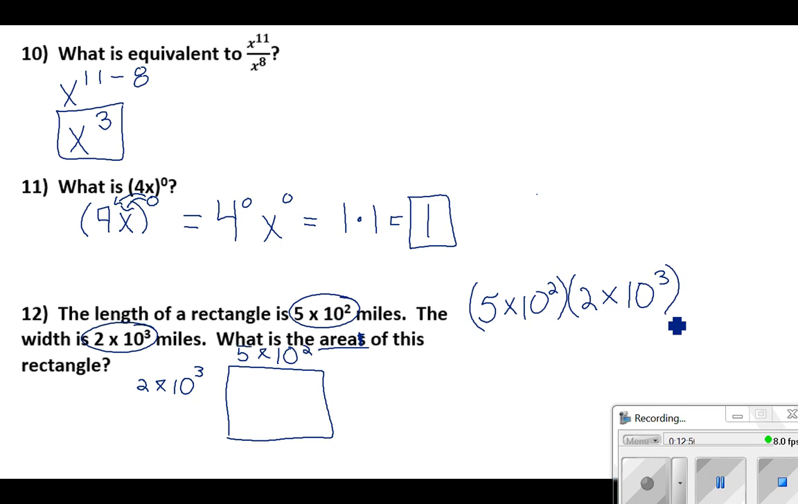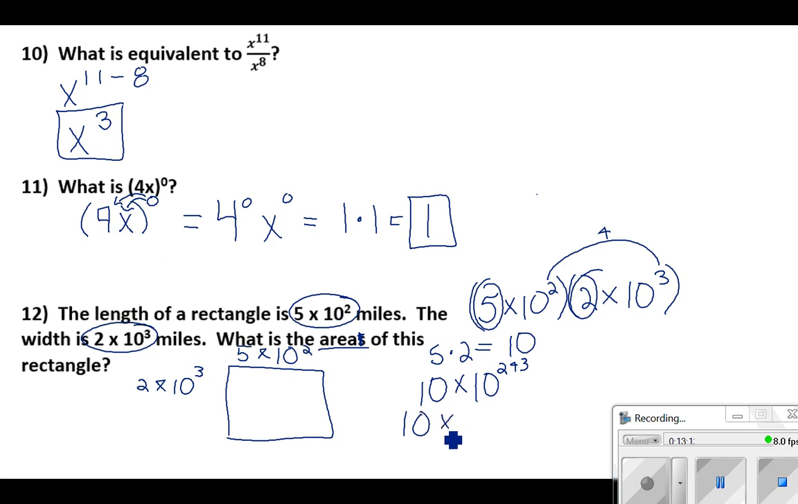Using your rules, you're going to multiply the two numbers. 5 times 2 equals 10. So we have 10 times 10 to the, add these, 2 plus 3. So we have 10 times 10 to the 5th power. But we know that we can't have 10 as our number because we need the decimal point to go here. Which means we need to go one more place with our decimal point. So I'm going to add 1. That would be 1.0 times 10 to the 6th power, and that would be your answer.